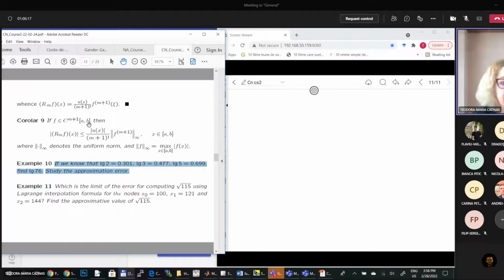So we illustrate this theory with two examples. First, we consider the problem where we know the logarithm of 2, the logarithm of 3, and the logarithm of 5. These are given. So the given nodes are 2, 3, and 5. And we know the values of the function for these three points. We need to find the logarithm of 76.